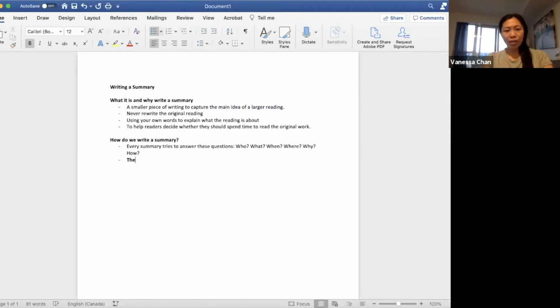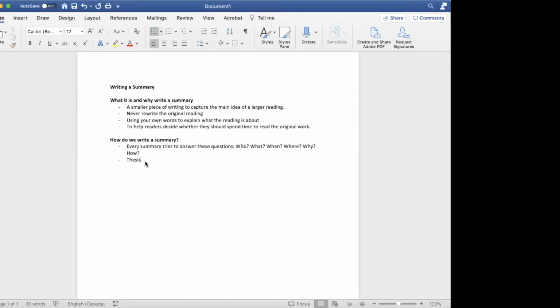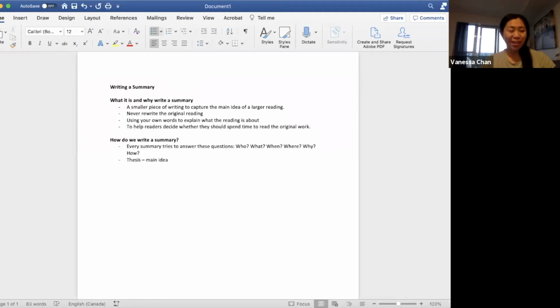And it will always contain a thesis. Now, who can remind me what a thesis means? What's a thesis? Anyone remember from the last two classes? Main idea? Yeah, exactly. A thesis is a fancy word for main idea, and every piece of writing, whether it's an essay or a summary, always has a main idea because that's what your topic revolves around, right? Your topic is always your main idea.